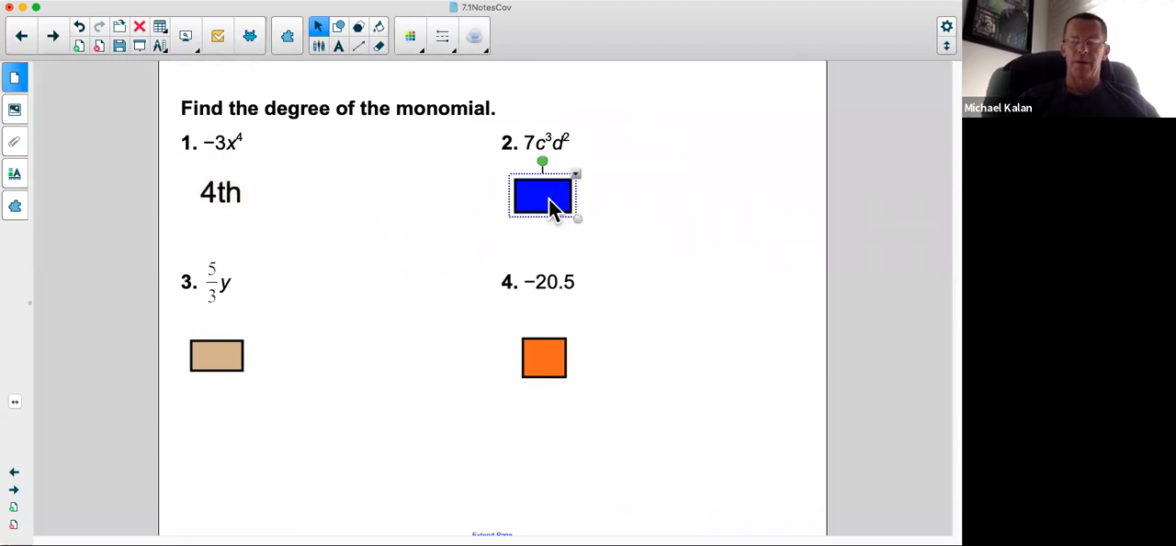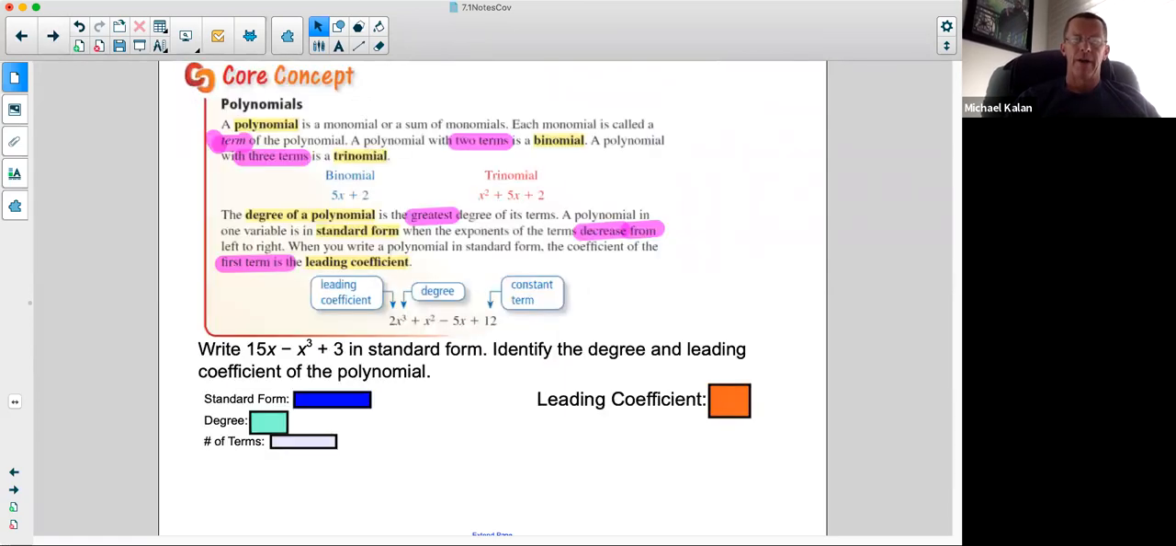4th. We got 5th because we add 3 plus 2. This one. Good. And this one, 0. Remember, we could always put x to the 0 on there. Okay, cool.